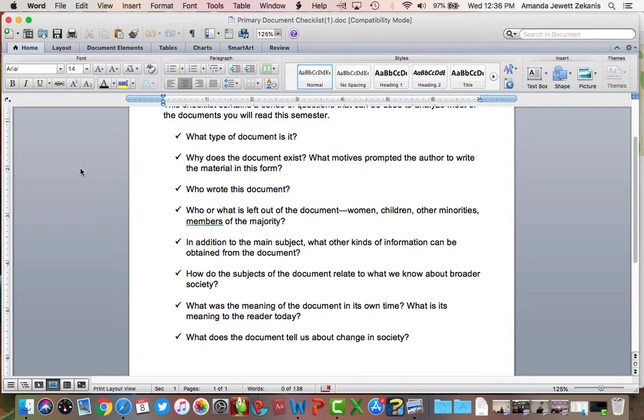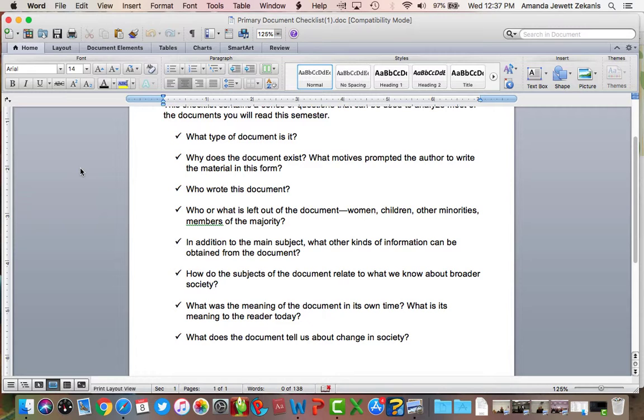For example, if you read a document about farming techniques in France in the 1600s, you might learn also some things about what equipment was available. So it tells you about where the technology was at the time. Social hierarchy, if someone's farming for a lord, it'll tell you something about class structure in France during that period. So there's also some stuff that goes to the next question. In addition to the main subject, what other kinds of information can be obtained from the document?